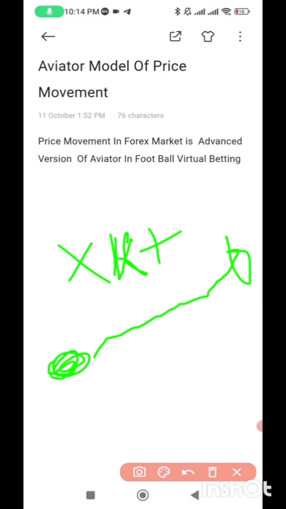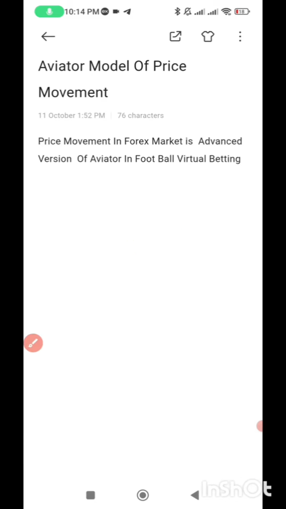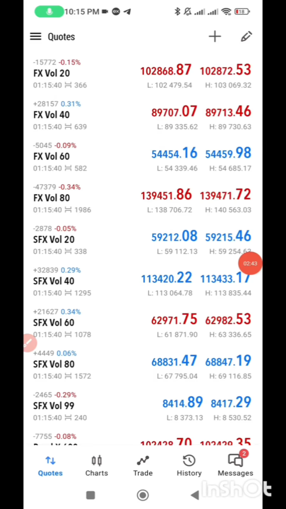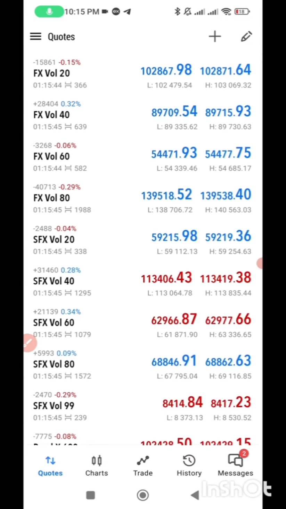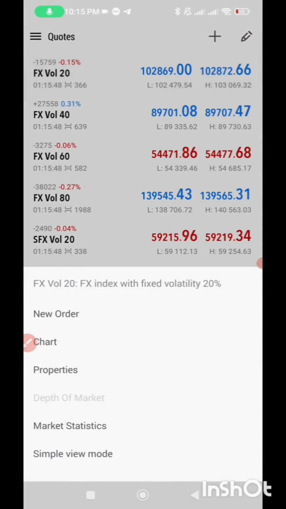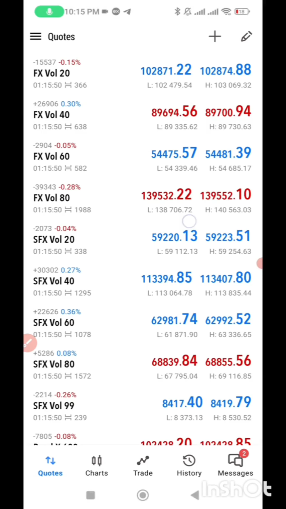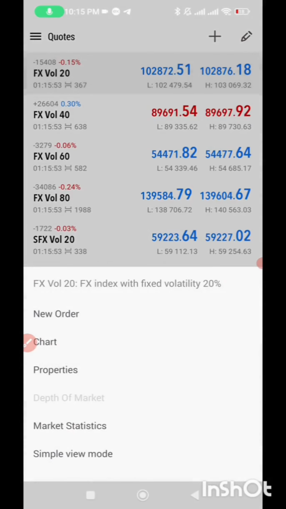You can't predict it. Okay, but why I want to bring it into the forex market is because it will help us to actually understand the forex market, because of the analogy. So right here, I'm going to go to MT5 to show you some of this. Now I'm going to work on FS Board, let's work on FS Board 20 index.